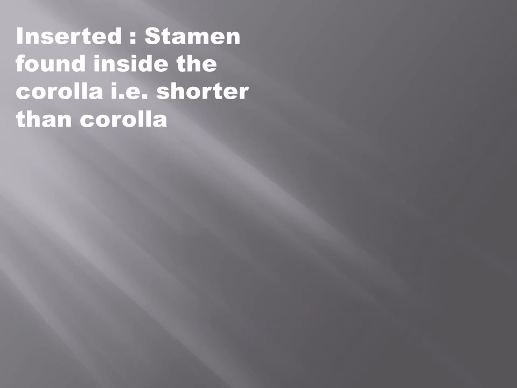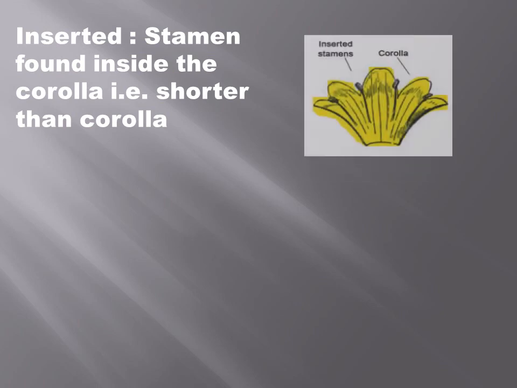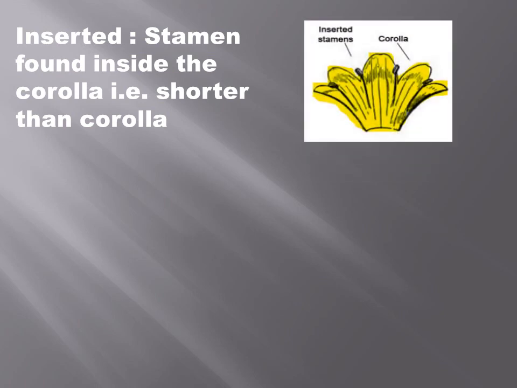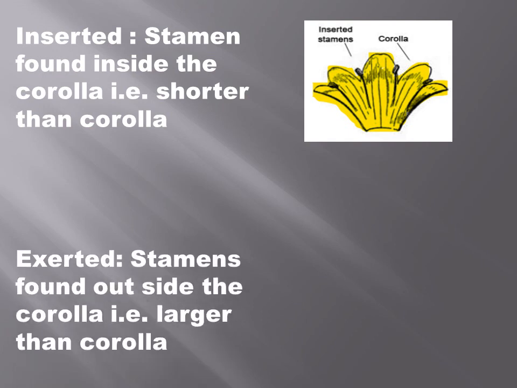Next are the inserted stamens. Inserted stamens are those stamens found inside the corolla, shorter than the corolla. So this is the type of stamen that is shorter than the corolla, so they are present inside the corolla. Here you can see the inserted stamens present inside the corolla, and we can clearly see that the stamens are smaller in size while the corolla is larger than the stamens.